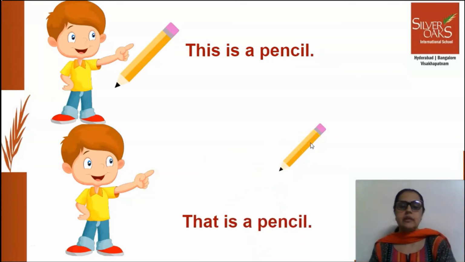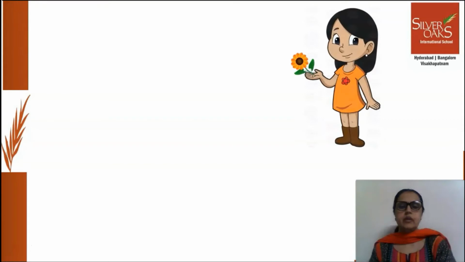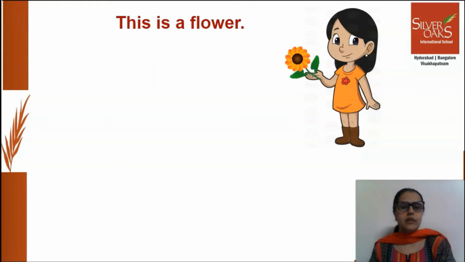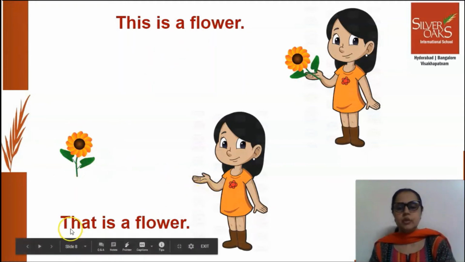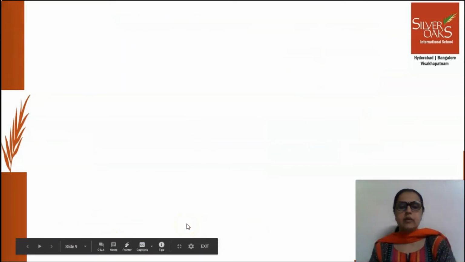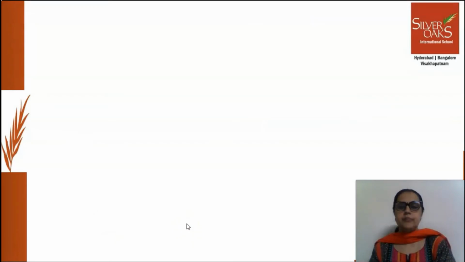Now look at another example. What is this? This is a flower. How many flowers are there? There is only one flower and it is near the girl. So we will use the demonstrative pronoun this, writing this is a flower. Now what is that? That is a flower. Since there is only one flower and it is far from the girl, we will use the demonstrative pronoun that, saying that is a flower.